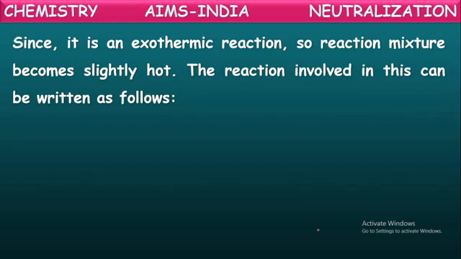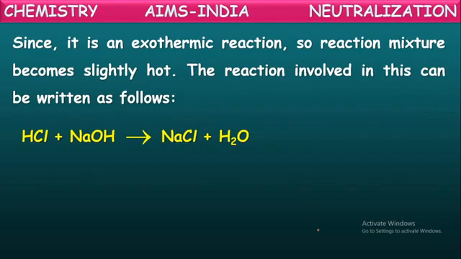The reaction involved in this can be written as follows. See here, we can show it as an equation like this. HCl, which means hydrochloric acid. Hydrochloric acid solution reacts with sodium hydroxide, which we write as NaOH, its chemical formula. About this formula, we are going to learn in detail once again.